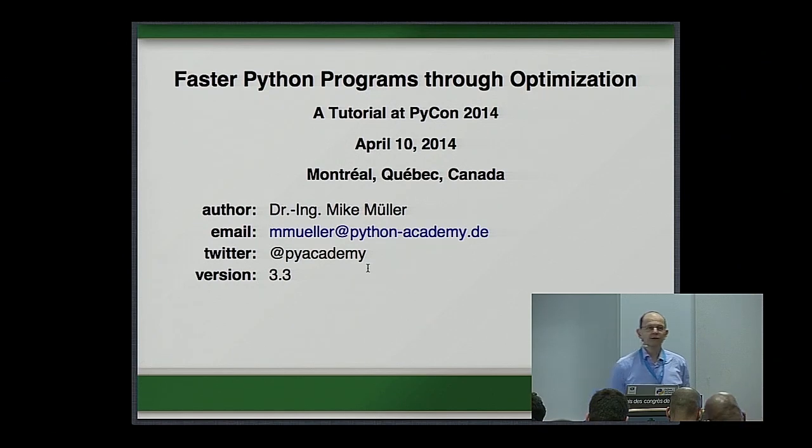Just a few questions about you. Who's using Python less than 1 year? Just one person. Less than 2 years? A few. Less than five? About a third. More than five? Must be the rest, about half. It seems like people are pretty experienced with Python already, so you're not newcomers. So I don't teach anything about the Python language itself. It's just about what you can do to make things faster.